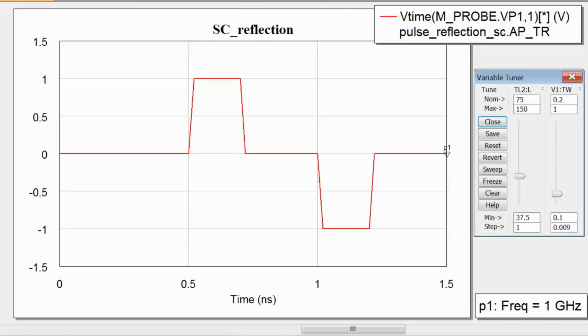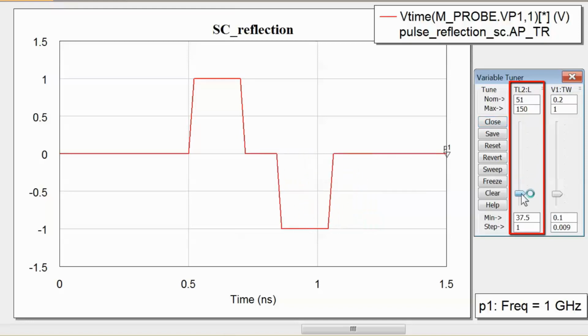Now we can open the tuner and tune the width of the pulse and also the length of the line. You can see that the length of the line at the moment is 75 millimeters as we've calculated, and now if I decrease the length of the line, the two pulses get closer to one another, and if I increase this, then the incident and reflected pulses move further apart.